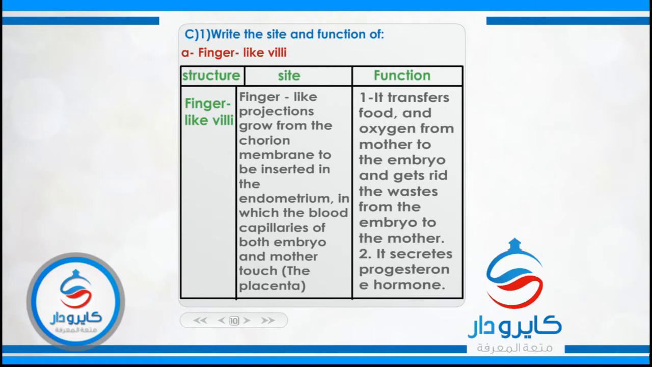The finger-like villi is located in the placenta or the chorion, which acts as a membrane that surrounds the outer membrane of the fetus. So the edges of the membrane are connected together to form the finger-like protrusion, which is called the finger-like villi. The finger-like villi is the connection between the blood capillaries of the fetus and the mother, which is called the placenta. The placenta is responsible for carrying the food and the oxygen from the mother to the fetus, and the metabolic waste from the fetus to the mother, and also the placenta is responsible for the secretion of the progesterone hormone, which keeps the pregnancy. The next question.